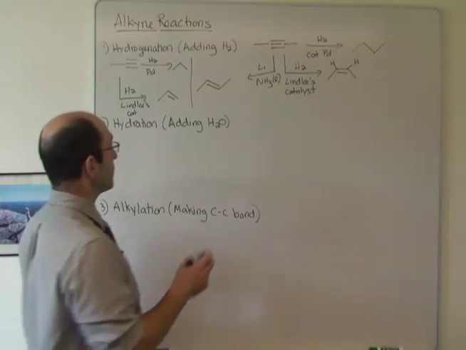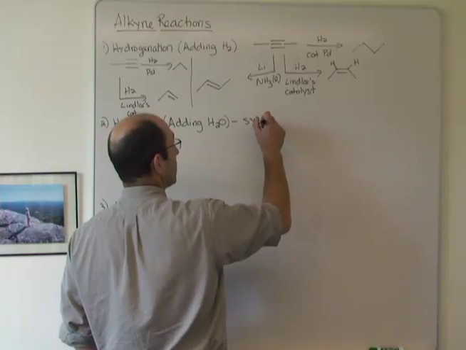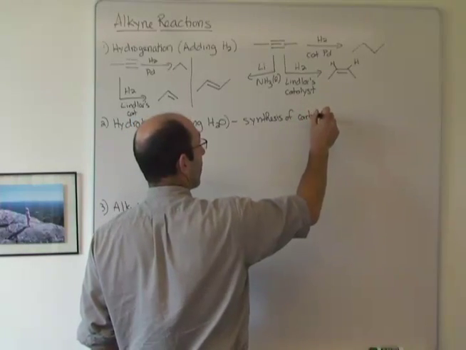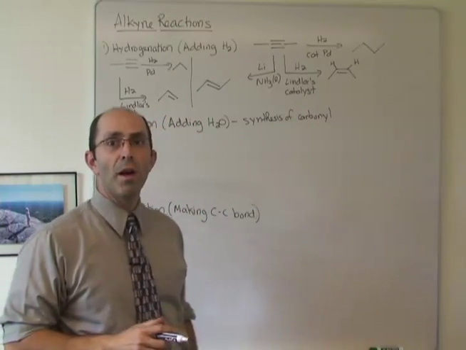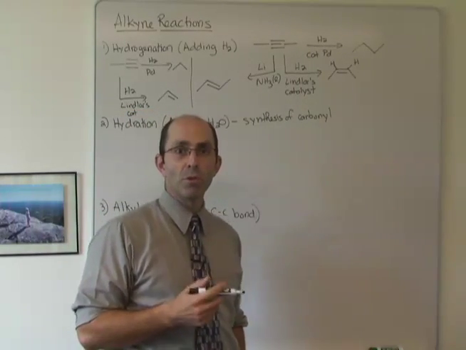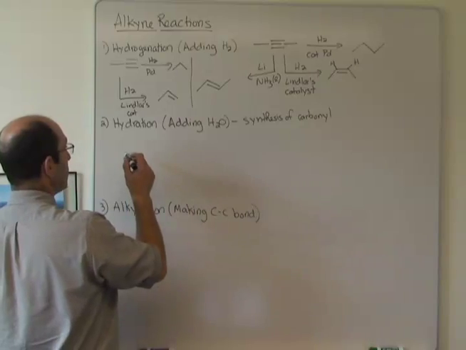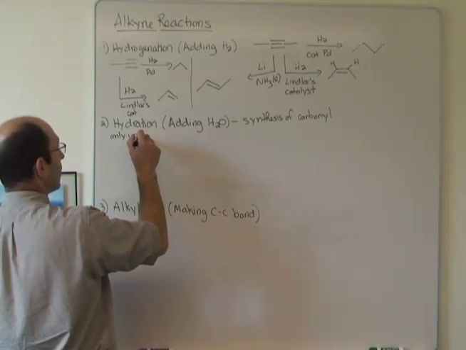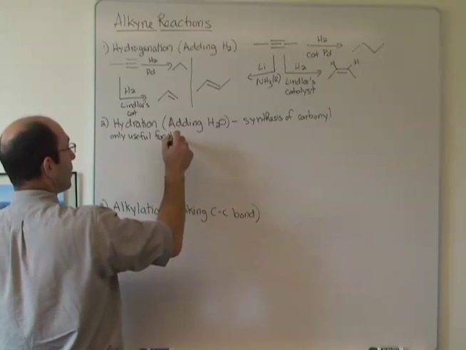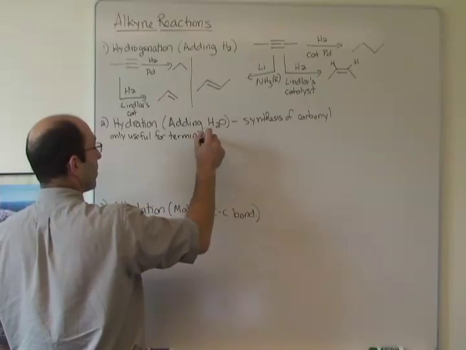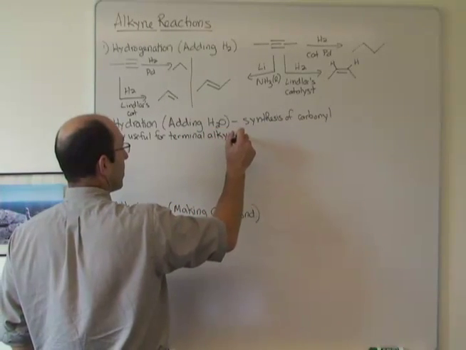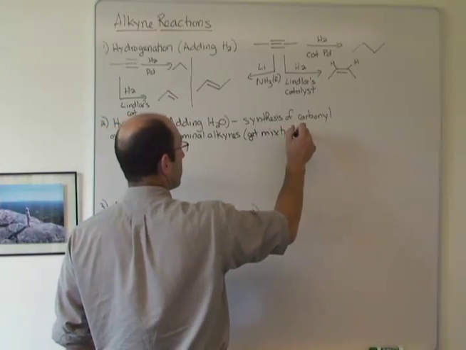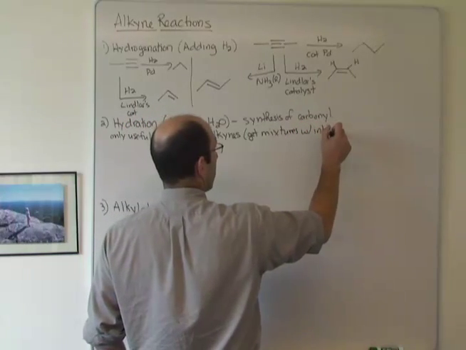Now the interesting thing about doing this for alkynes is this is going to give us a synthesis of a carbonyl. So unlike in alkene chemistry where you end up with an alcohol, here you end up with a carbonyl, right? And we'll see why that is in just a minute, right? When you do this reaction, and these are generally only useful for terminal alkynes, right? You get mixtures with internal alkynes.